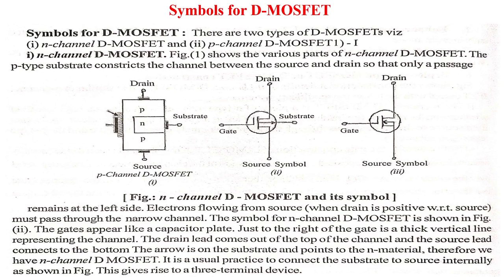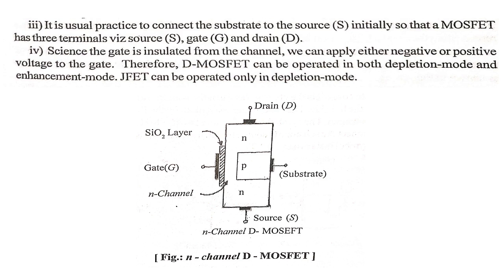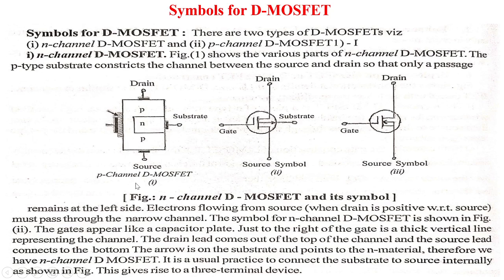Now, symbol for DMOSFET. There are two types of DMOSFETs, namely N channel DMOSFET and P channel DMOSFET. Now, N channel DMOSFET as shown in figure. The symbol for this N channel DMOSFET is shown in figure. Now, the figure shows the various parts of the N channel DMOSFET.